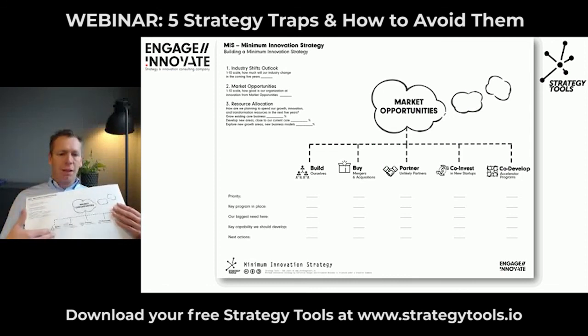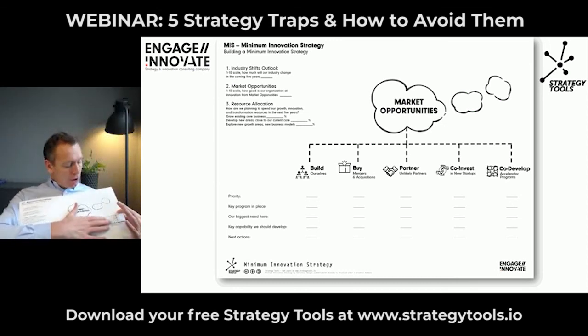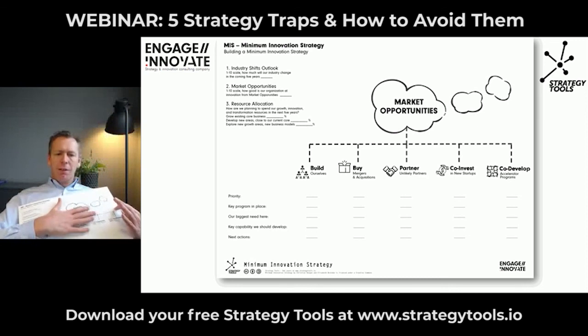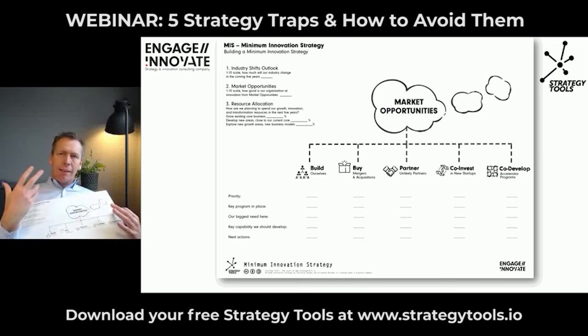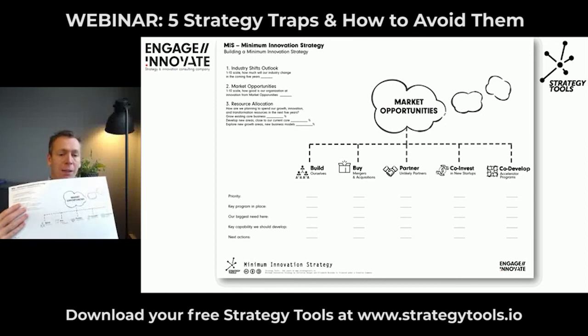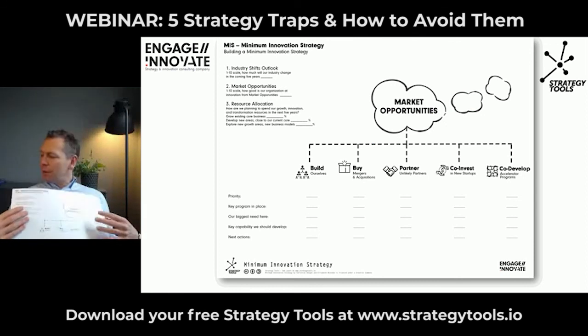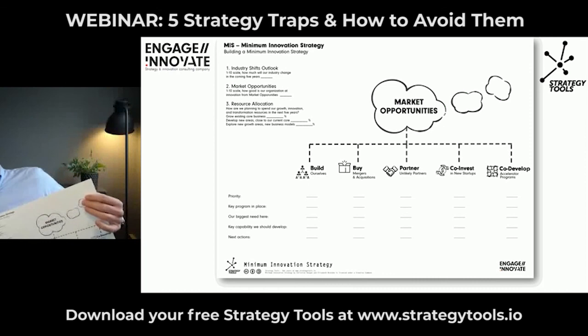Should we build ourselves? Should we buy? Should we partner? Should we co-invest? Or should we co-develop? Now, for most companies, this is fairly easy to grasp. We understand it intellectually. But diving into it and starting to discuss what it means to us, that's a real challenge. Now notice, I'm going to get my pen here.